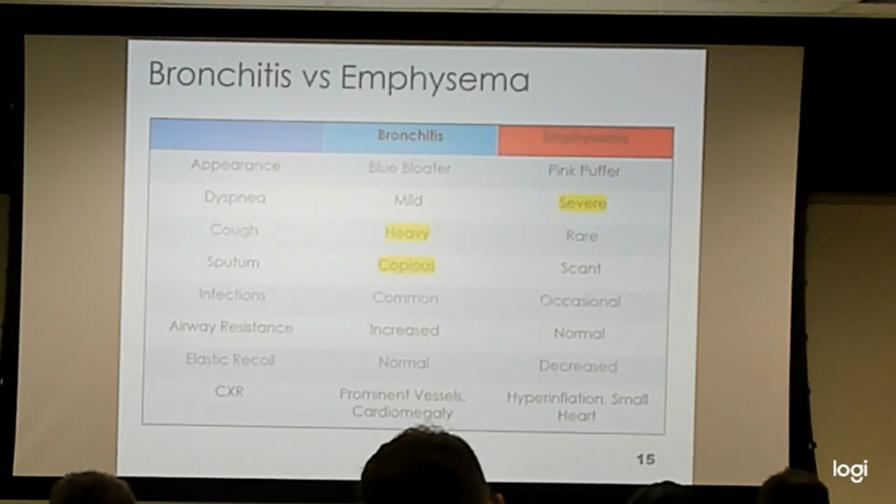Vasculature can be prominent in later COPD as well as signs of cardiomegaly, which then lead into our EKG right axis deviation. As opposed to emphysema, we call those pink puffers. They're more prominently dyspneic. They look like they're trying to pull air into their body and force it out.